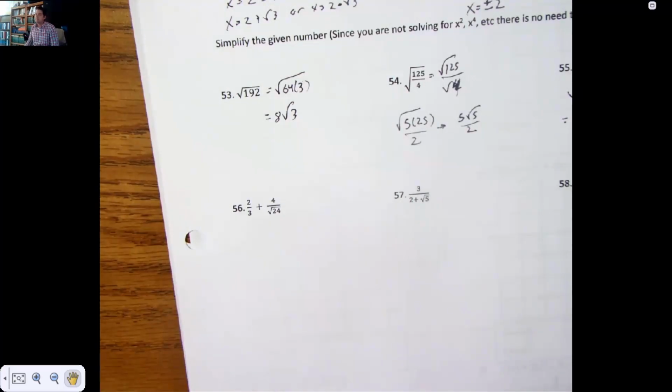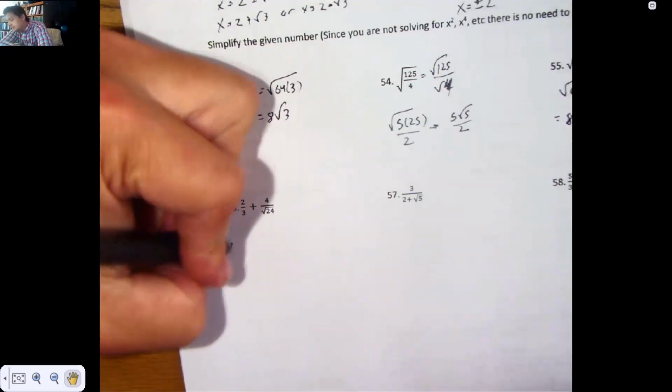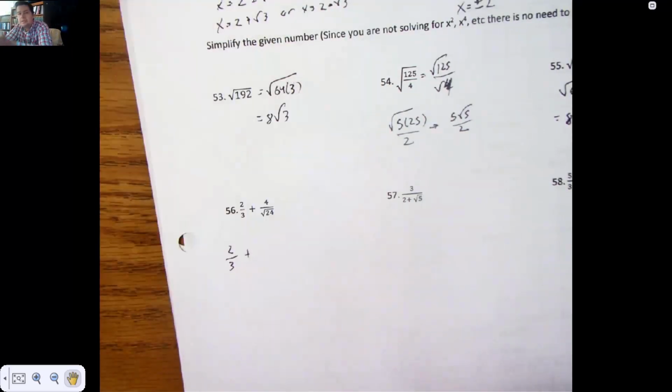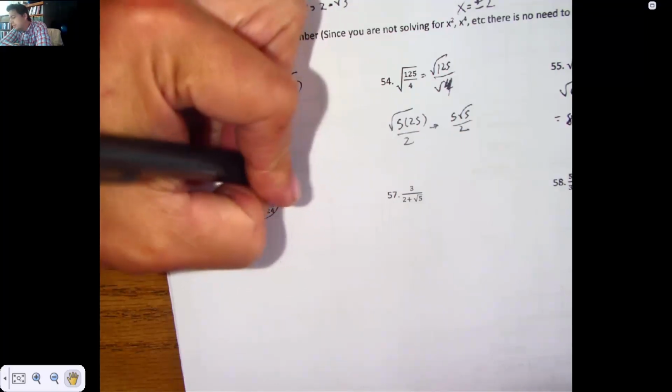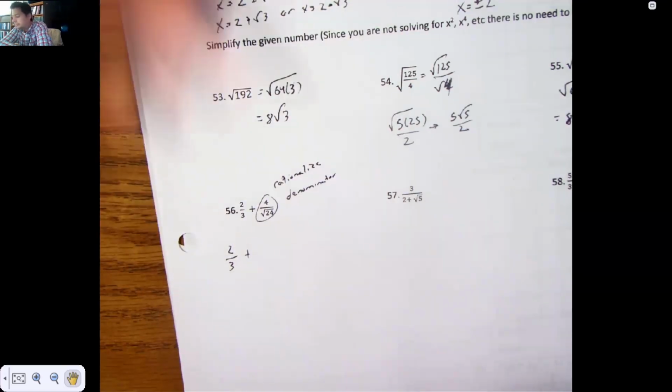56 is going to be a little harder. It's going to be quite a bit harder. In order to add 2 fractions together, you have to have a least common denominator, and there's more to it. You can't have radicals in the denominator and so forth. I'm going to work with this thing, and I'm going to rationalize, it's called rationalize the denominator. Because right now it's irrational.